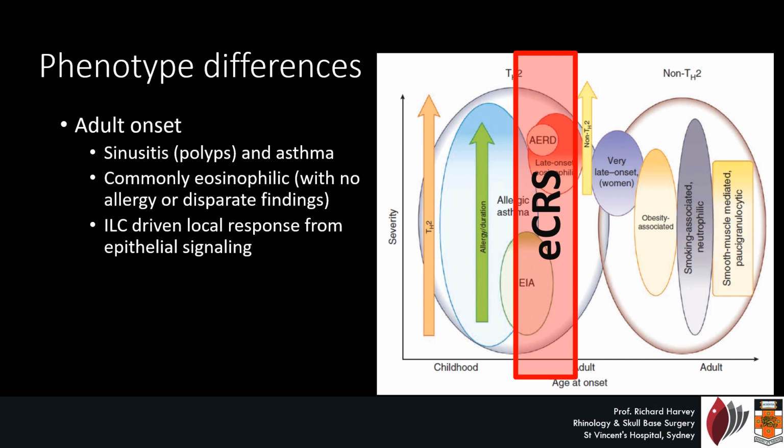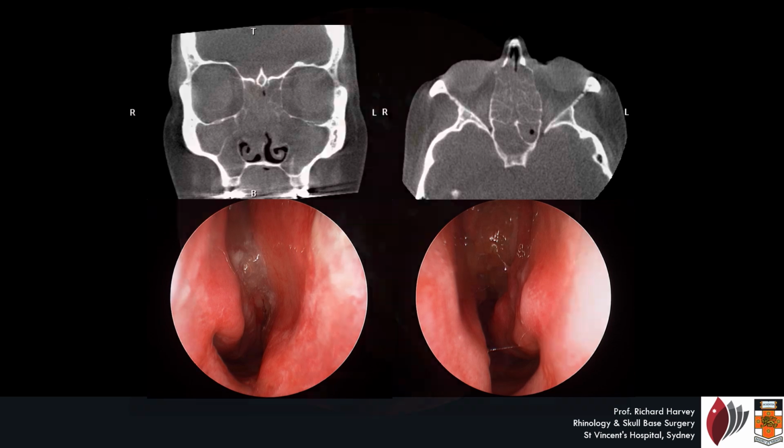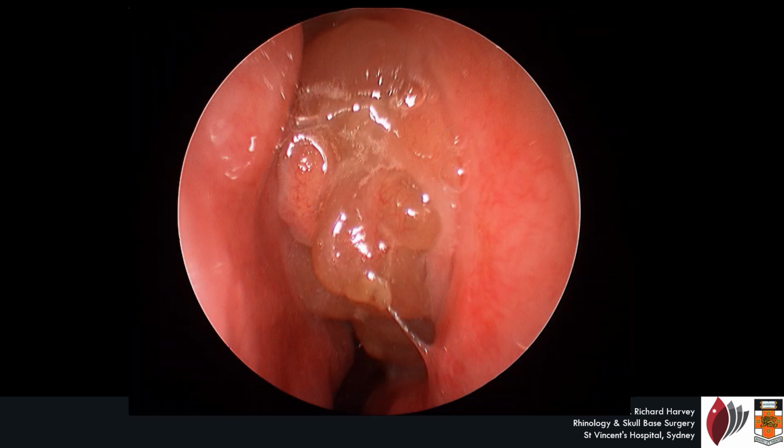Now, this is not an allergic or simply atopic disease. It's not driven just by IgE. There are many other factors here. It's mainly an abnormal eosinophil or Th2 response. And this is what these patients look like. They really have quite severe inflammation, and their middle meatus doesn't look anything like the patients I showed you before.